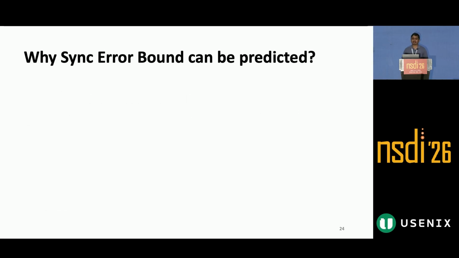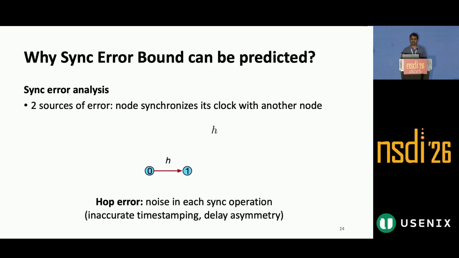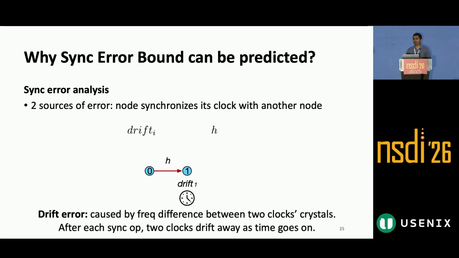So why can the sync error bound be predicted? Let's start with the sync error analysis. There are two sources of error every time a node synchronizes its clock with another node. The first is the hop error. It is essentially the noise in each sync operation, and it basically comes from inaccurate timestamping and delay asymmetry. The second error is the drift error, which is caused by frequency difference between two clocks' crystals. So after every sync operation, the clocks of the two nodes eventually drift away as time goes on.